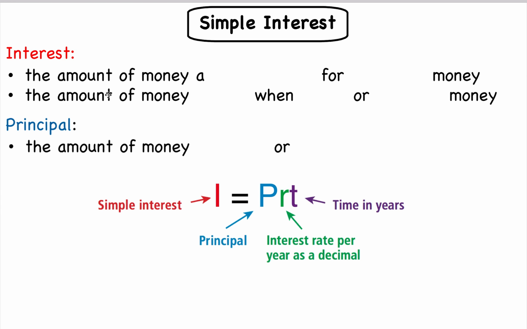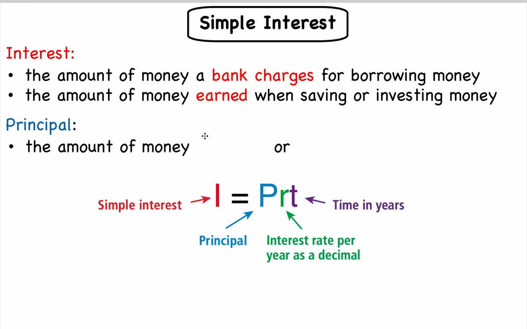Simple interest. Interest is the amount of money that a bank charges when you borrow money, or it's also the amount of money that you earn when you put your money into a savings account or you invest it in some way. So that's what interest is. A principal is the amount of money that you borrow or the amount of money that you invest. So it's just a lump sum of money that you either take away from the bank or give to the bank. So the formula for simple interest is I equals P times R times T.